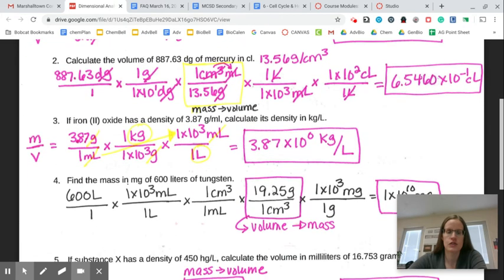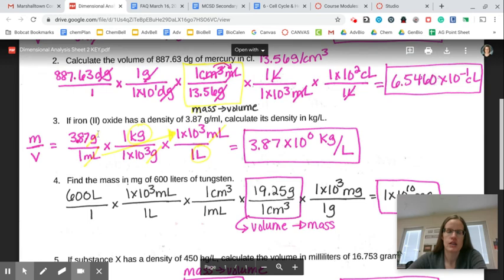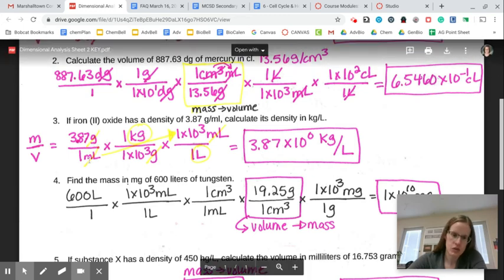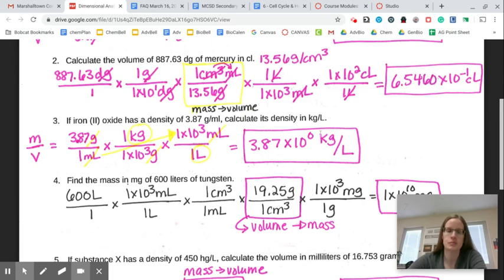The number 3 is like the first one. They're giving you a density and then asking you to calculate it in different units. So I start with the density they give me, 3.87 grams. But then I separate this out. I pull this apart and I put the 1 milliliter on the bottom. And just like the first one, but kind of backwards, I'm going to convert the grams to kilograms. And then I'm going to come back and do the volume and convert my milliliters to liters, so that I end up with kilograms per liter.